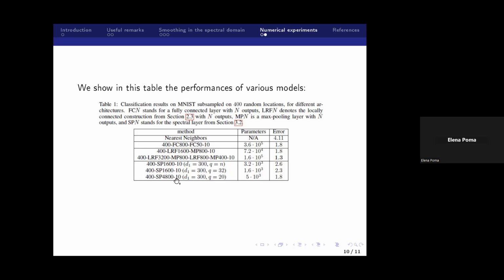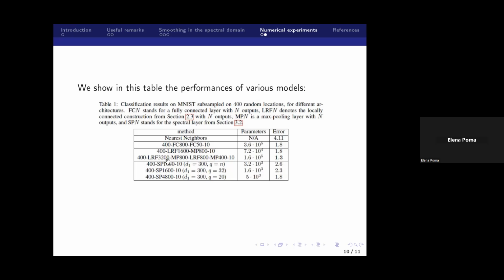And in the last part of the table, we can see the performance of the three neural networks derived from the spectral construction. So the first one is the classical spectral GNN given by the original formula, the one from the beginning. And we see that this d1 is the number of eigenvectors that they kept for the matrix U. So they kept just 300 eigenvectors among the 400. And Q equals N means that we are not using the smoothing procedure, and we have to train all the parameters of the filters. So they are N parameters per filter.